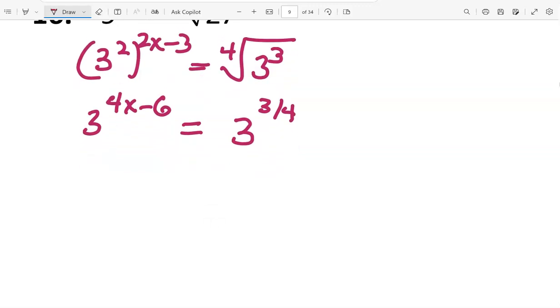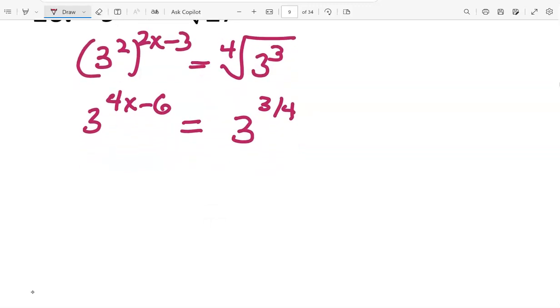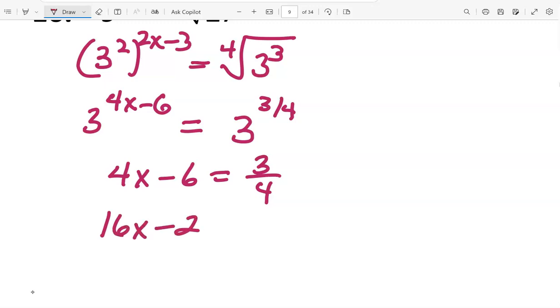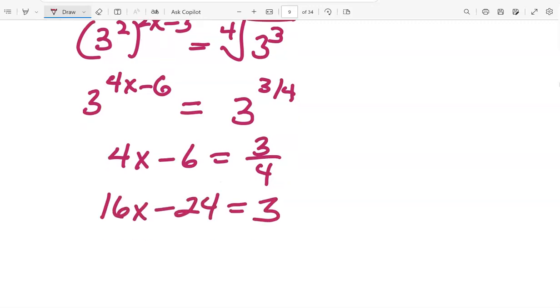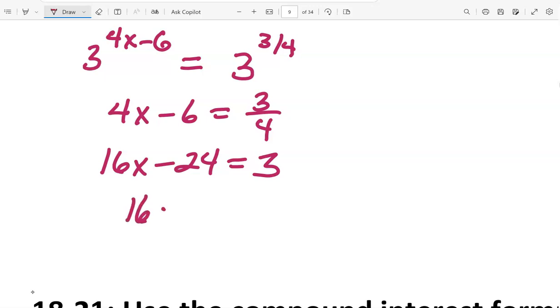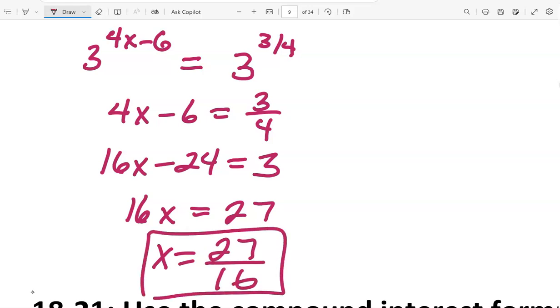So now that we have both sides as powers of 3, we can set the exponents equal to each other. So 4x minus 6 is equal to 3/4. I'm going to clear fractions by multiplying both sides by 4. So that will give us 16x minus 24 is equal to 3. And adding 24, 16 times x is equal to 27. So x is equal to 27/16.